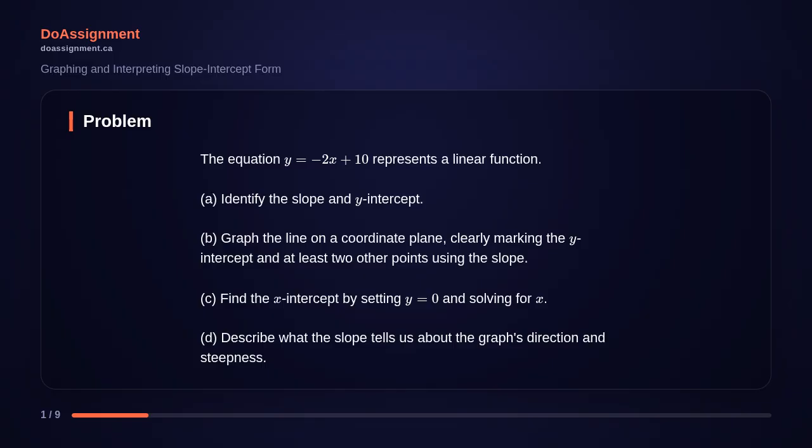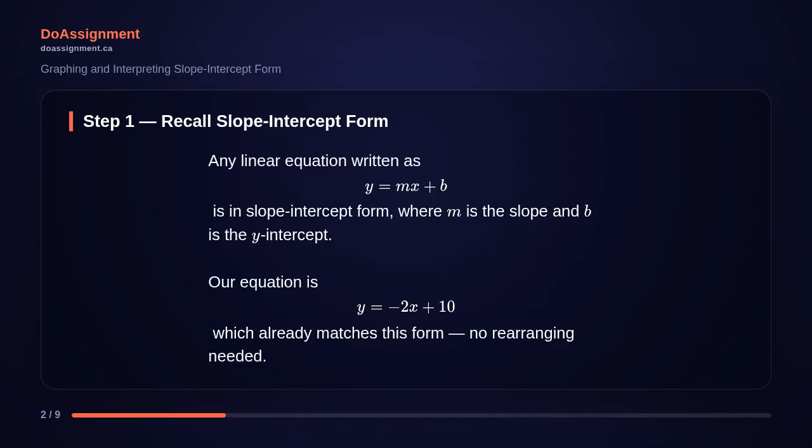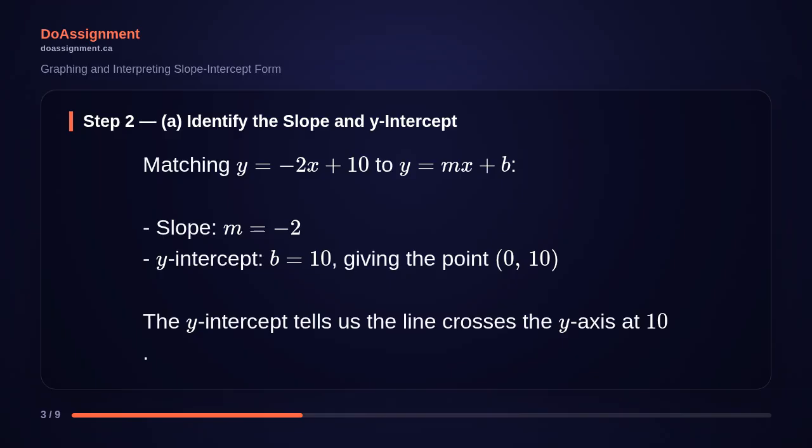Now, let us work through the solution step by step. We start by recalling slope-intercept form. Y equals mx plus b, where m is the slope and b is the y-intercept. Our equation, y equals negative 2x plus 10, is already in this form, so we can read off the values directly. Matching our equation to slope-intercept form, the slope m equals negative 2 and the y-intercept b equals 10. This means the line crosses the y-axis at the point 0, 10.